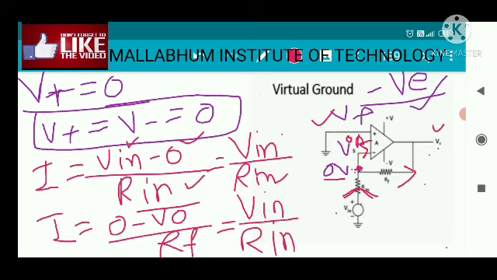I have assumed no current is flowing to this terminal. So all of the current that has been generated from here is flowing through this terminal. So current is flowing from this node to this node. This node potential is 0 volt and this node potential is V0. So 0 minus V0 by RF is equal to V in divided by R in.